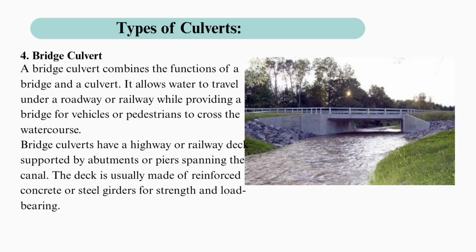Then the next is a bridge culvert. A bridge culvert combines the function of a bridge and a culvert. It allows the water to travel under a roadway or railway while providing a bridge for vehicles or pedestrians to cross the watercourse. Bridge culverts have a highway or railway deck supported by abutments or piers spanning the canal. The deck is usually made up of reinforced concrete or steel girders for strength and load bearing.